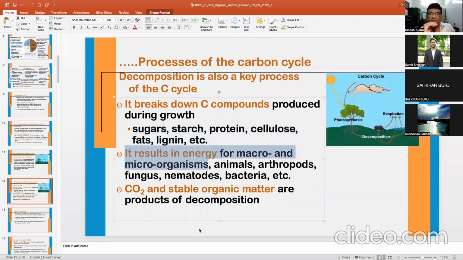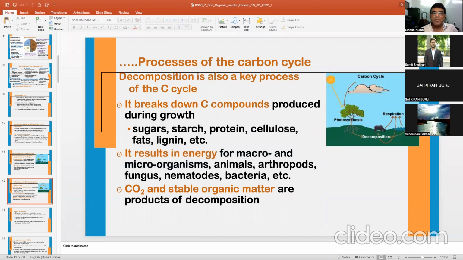So these microorganisms are not doing decomposition in charity. They are doing it to get energy, and they are also doing it to get nutrients. So it results in energy. This energy can be used by microbes, animals. Some animals in soil, they can eat the organic matter, and then they can use some material for their growth, and finally they can use it as food, and then this food will be converted into usable forms, and then they will get energy. So these animals, arthropods, fungus, nematodes, bacteria are digesting organic matter to get energy and nutrients.